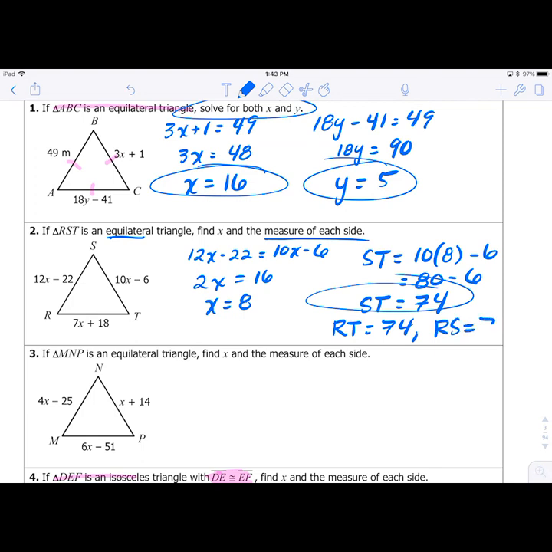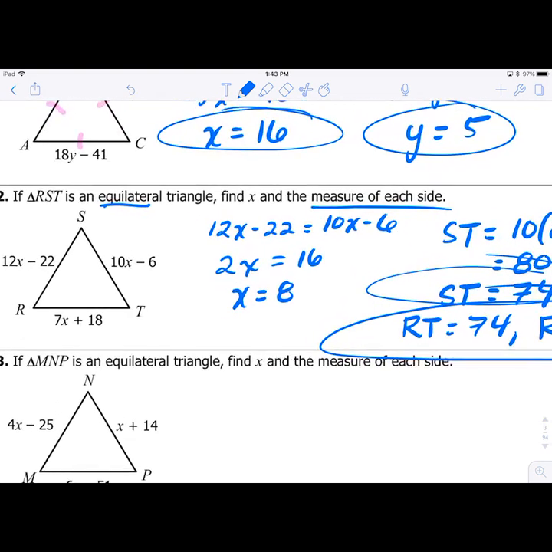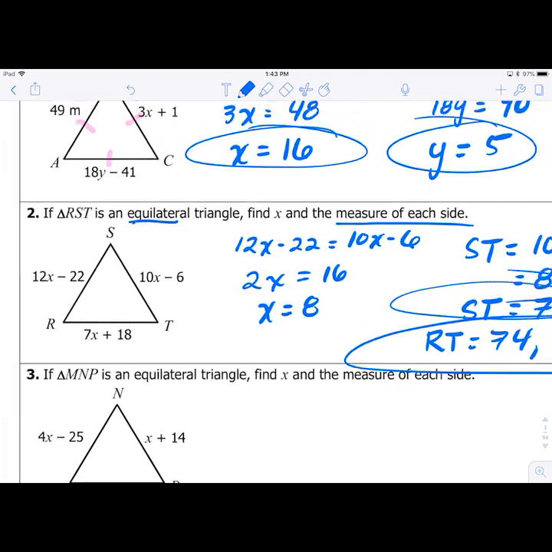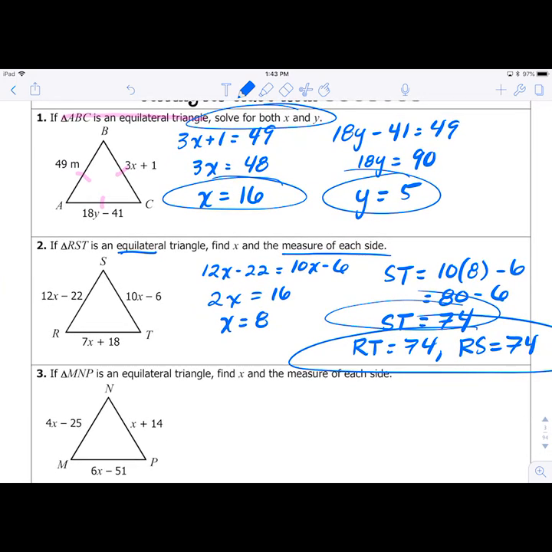Now, if you want to check if you're right, what could you do? Well, what you could do is plug in 8 to the other sides and see if they all get 74. If they do, you know you've done it correctly. And if they don't, then you probably need to go back and look at your algebra and make sure you didn't make a silly mistake.